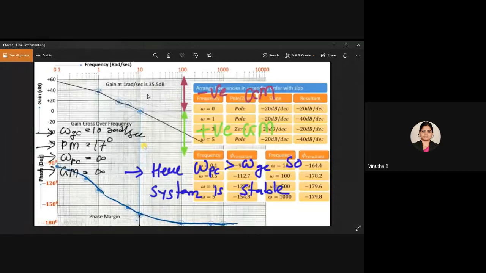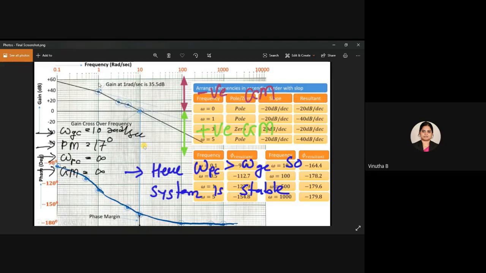First, let me explain. So here, first plot this frequency on the x-axis in radians per second, starting with 0.1, 1, 10, 100, 1000, 10,000. Similarly, on the y-axis, first I'm interested in plotting the magnitude part. So I will just write gain in dB, starting from plus 60 dB, plus 40, plus 20, 0, minus 20, minus 40, minus 60.